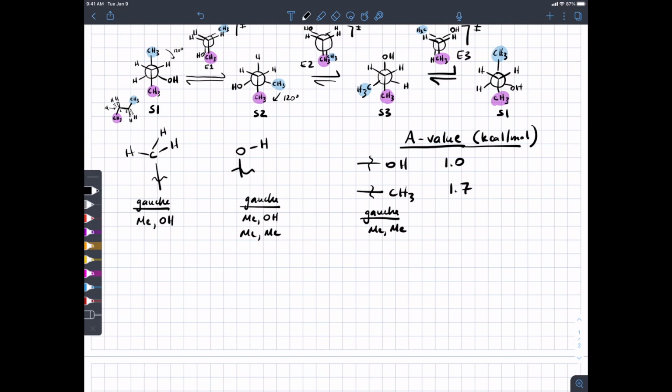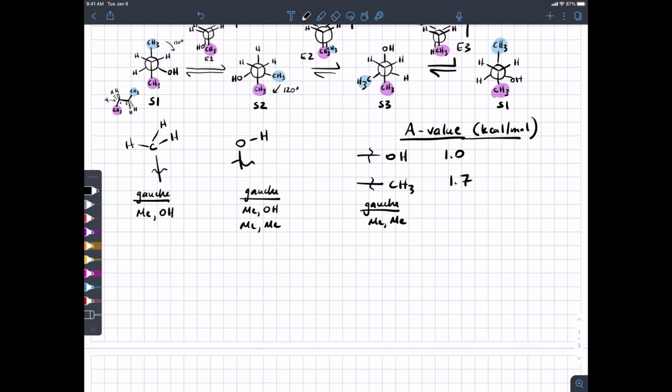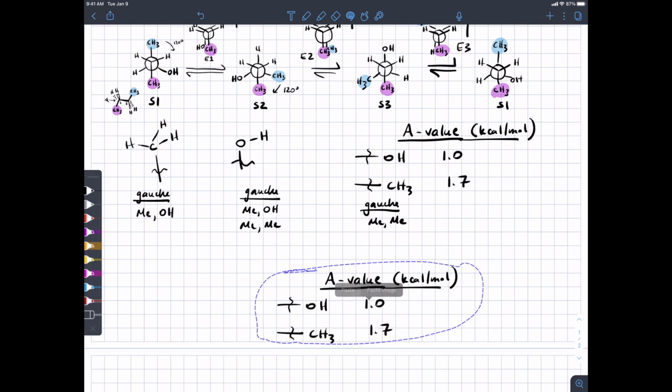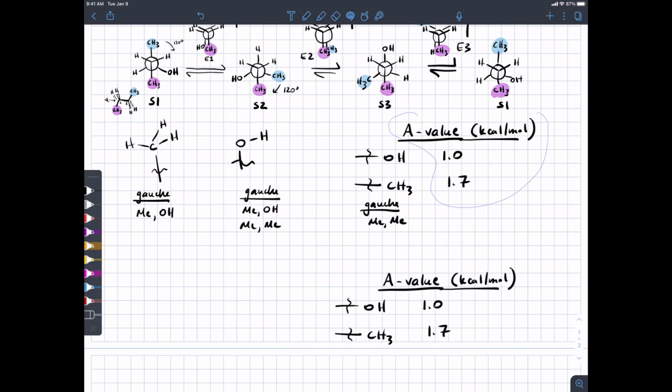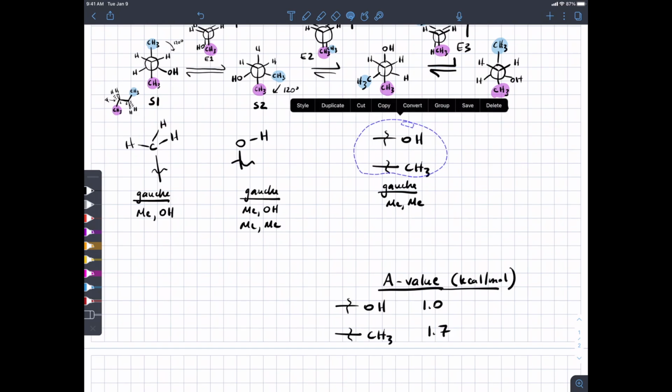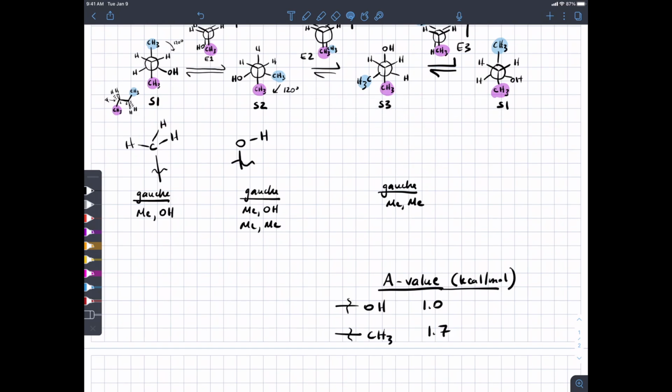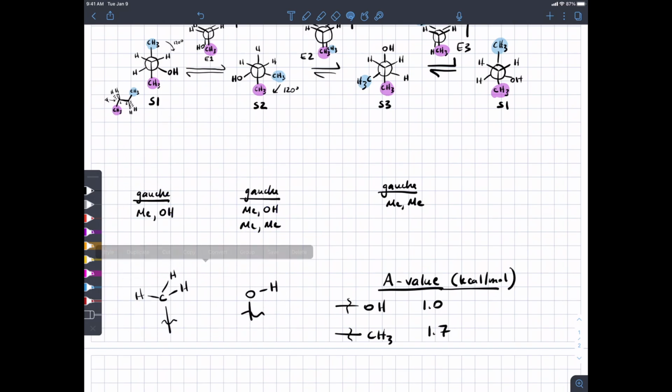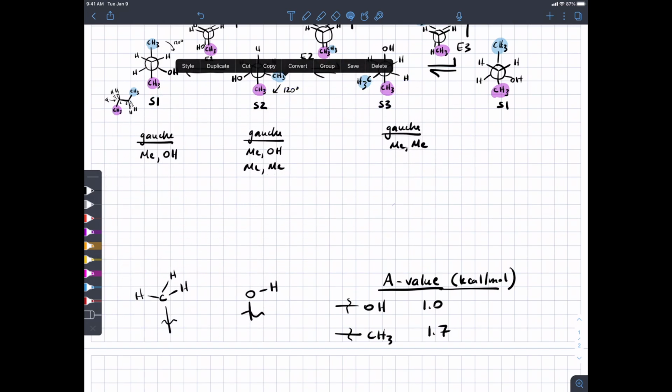Based on what you know about the relative size of these groups, can you rank these staggered conformations in order of decreasing badness? Start with the worst and go from there. What have you got? S2 is the worst. Why? It's got the most gauche stuff. The most stuff is gauche to the other stuff.